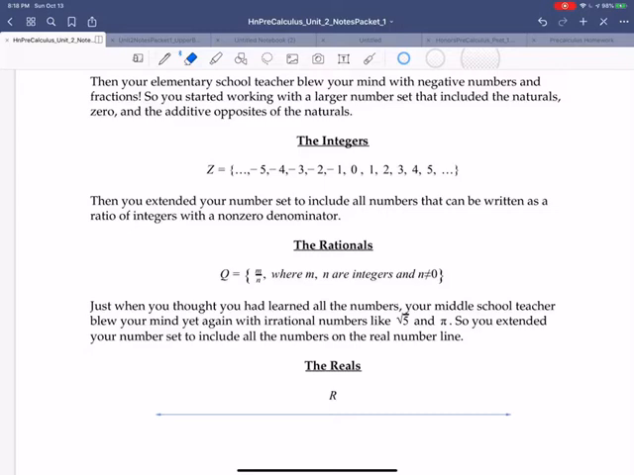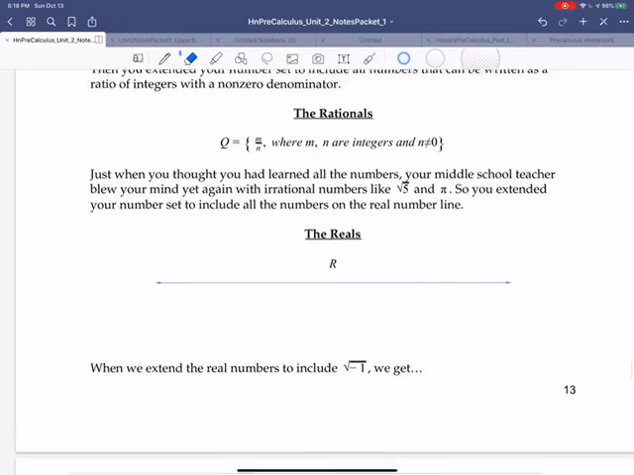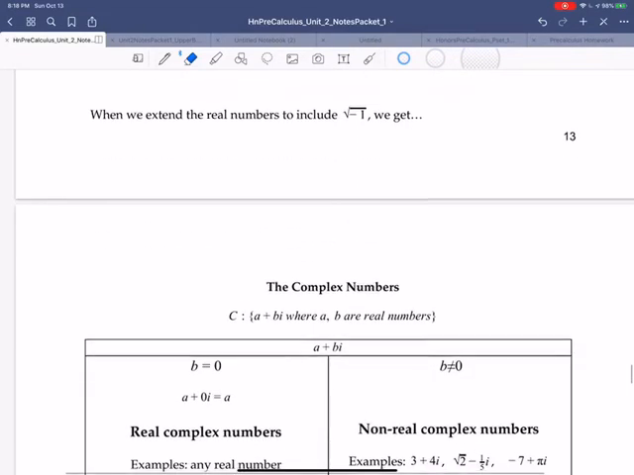And then, when you thought you knew all the numbers that existed, you learned about numbers like pi and the square root of 5. And so you extended your number set to include all the numbers on the real number line. Well, when you ask the question, what happens when we extend the real numbers to include the square root of -1, the answer is we get the complex numbers.